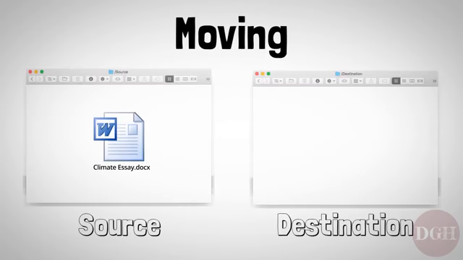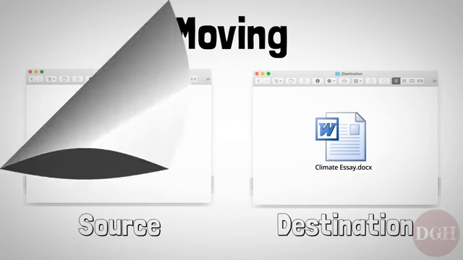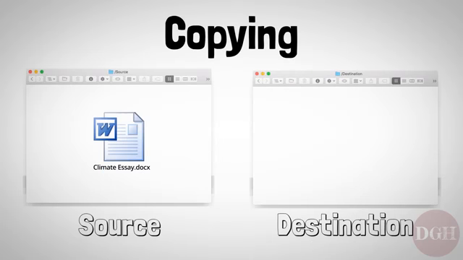Moving a file is exactly what it sounds like. You take a file or folder and move it from one place to another. After you move it, it lives in a new place and is no longer present in the original location. Copying, on the other hand, creates a duplicate of the file in the target location while leaving the original in place. Generally speaking, you move files when you want to organize them, and you copy files when you want to share them or back them up for safety.